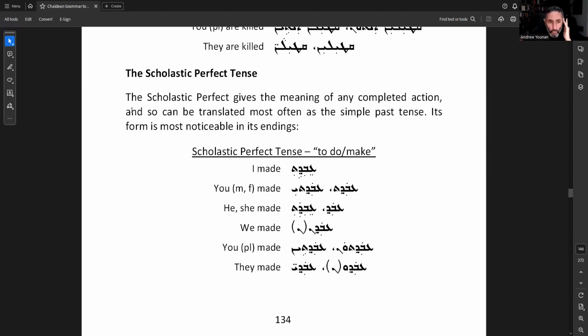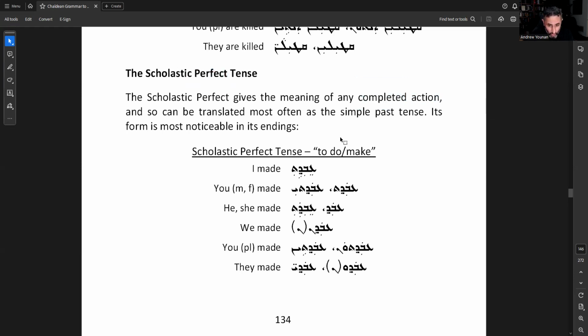Okay, Syriac lesson 4. We're going to look at the perfect tense. We already looked at the present tense before, including the passive. Now, what is the perfect tense? The scholastic perfect gives the meaning of any completed action. So something that's completed or perfected is the perfect.